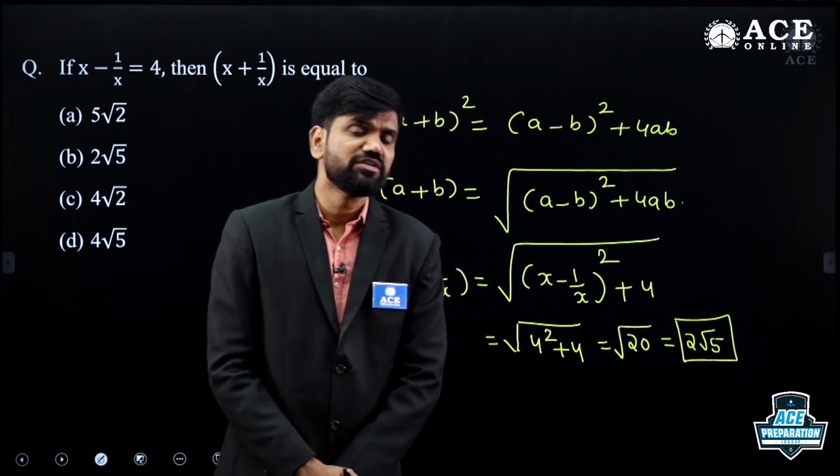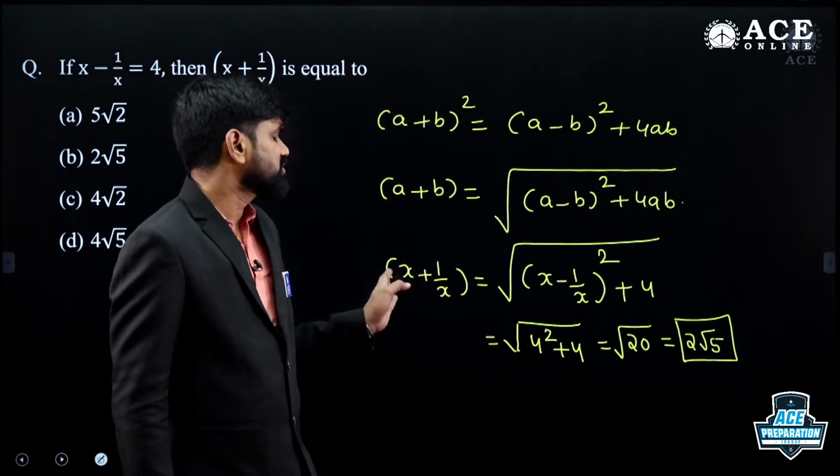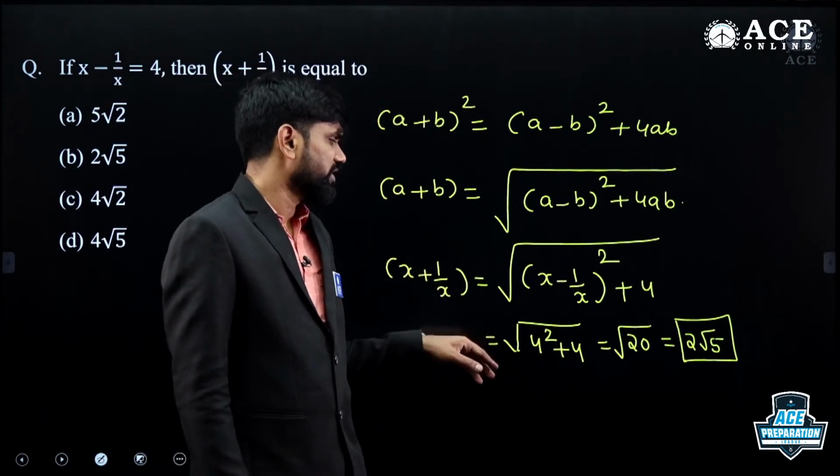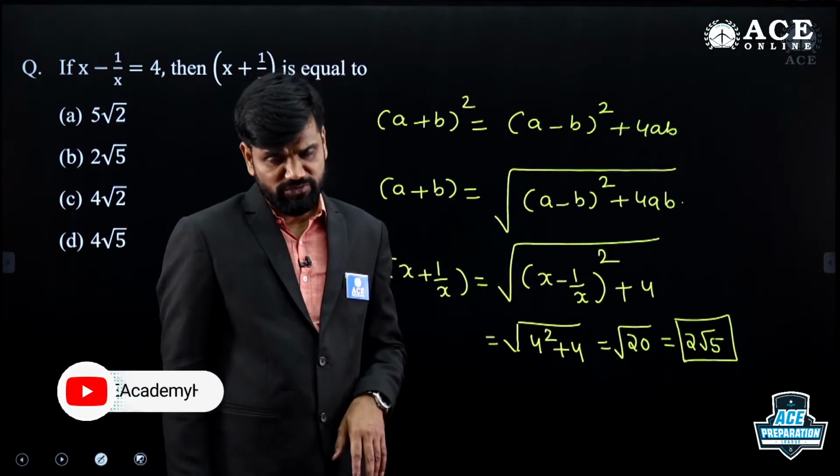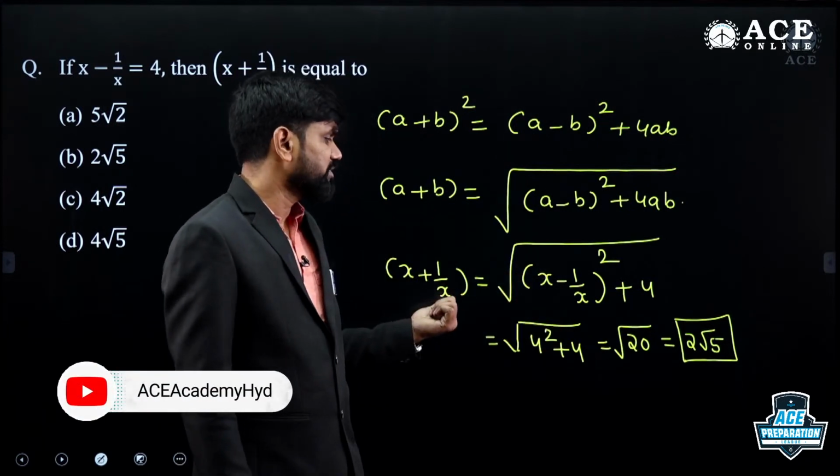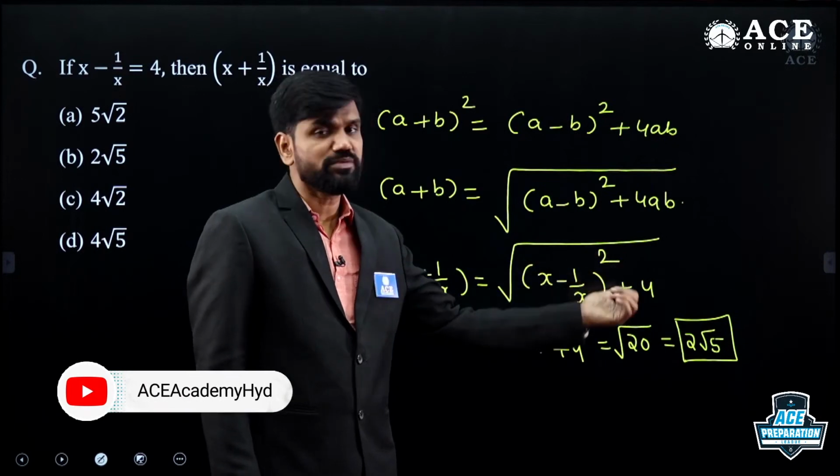So here also we can learn one formula. What is the formula? If x plus 1 by x you wish to find, if x minus 1 by x is given as p, let us say, then x plus 1 by x is equal to the square root of p square plus 4.